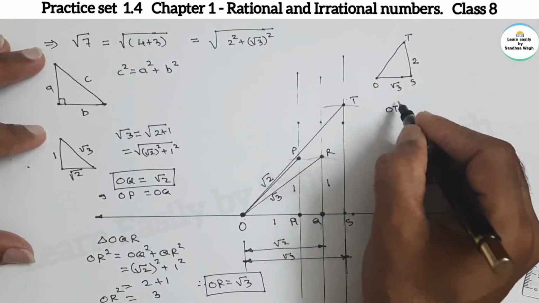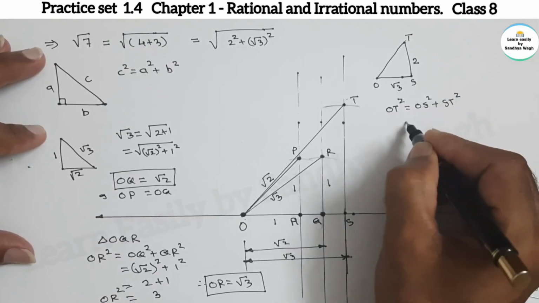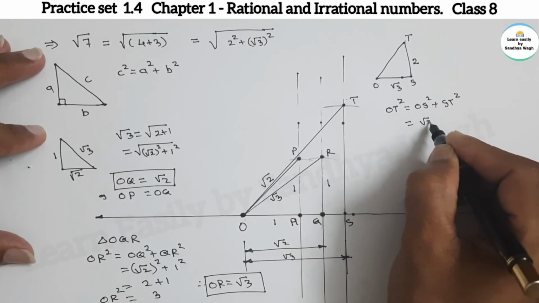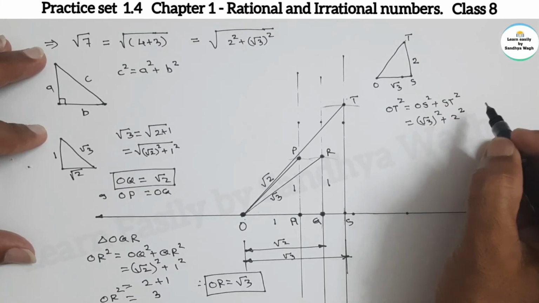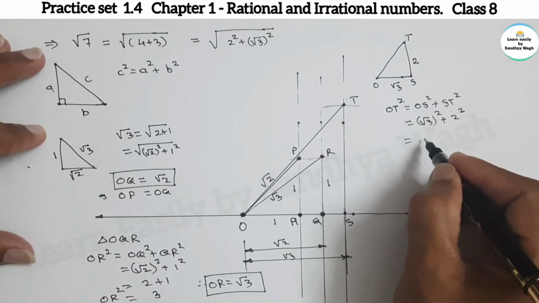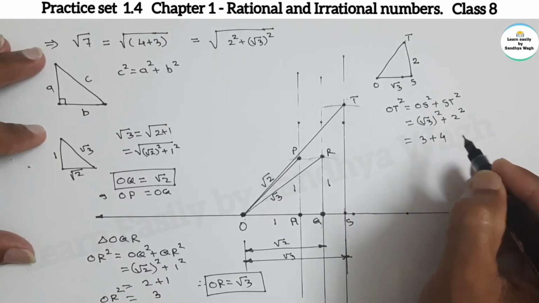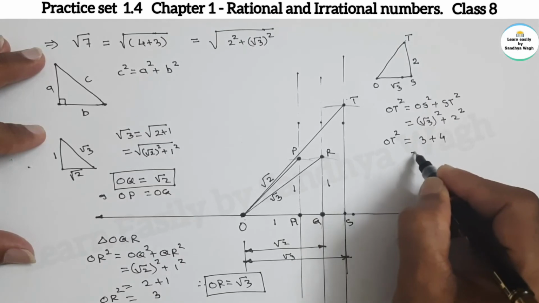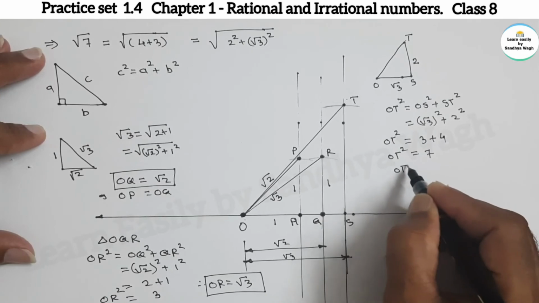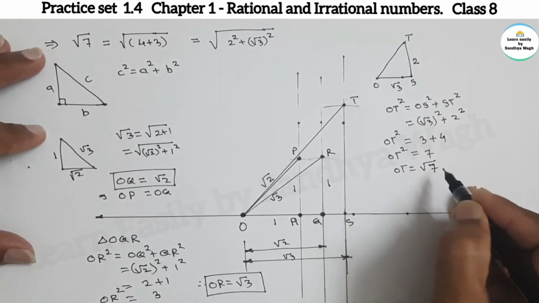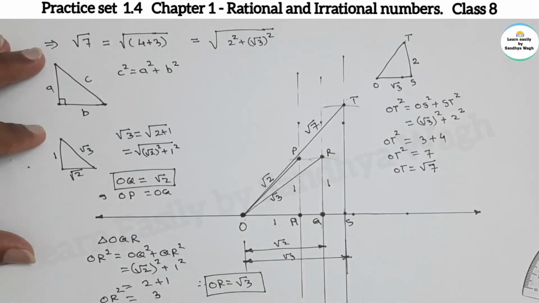How? OT square equals OS square plus ST square. OS is root 3, take the square of this, plus ST is 2, 2 square. Solve this. Root 3 square is 3 and 2 square is 4. So OT square equals 7, and OT square is 7, so OT is equal to root 7. We got this distance OT as root 7.